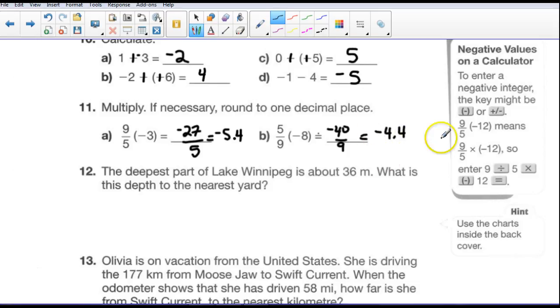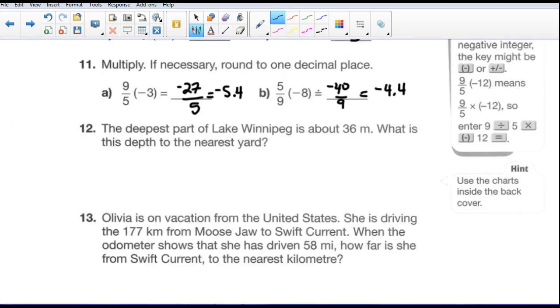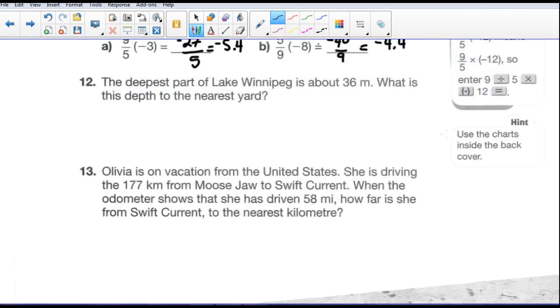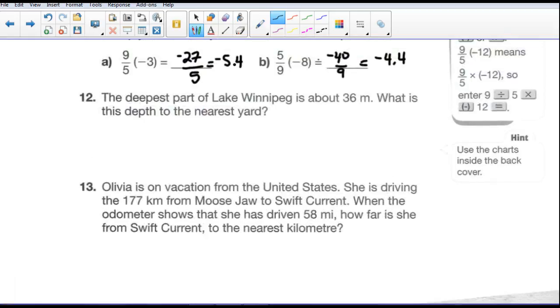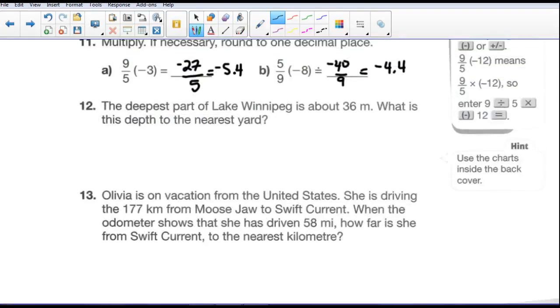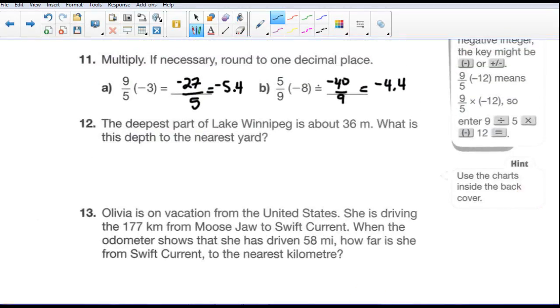Okay? All right, so I think I'm going to stop right there. I think you can do the rest of the questions, 12 and 13, on this chapter, and then we'll get on to 5.1. Okay?